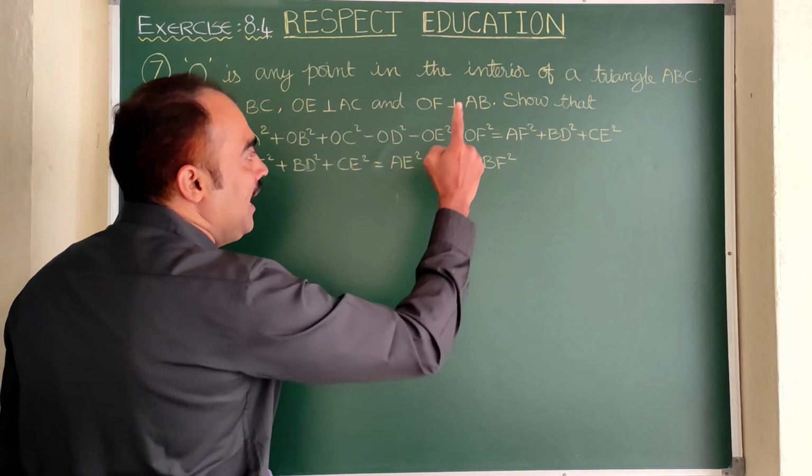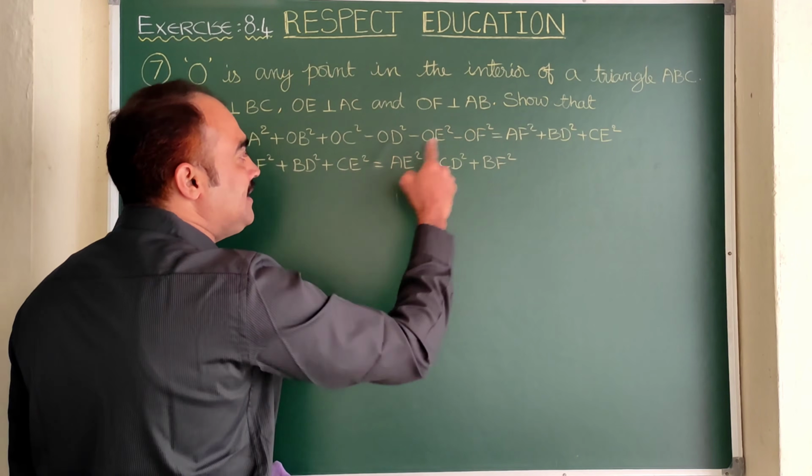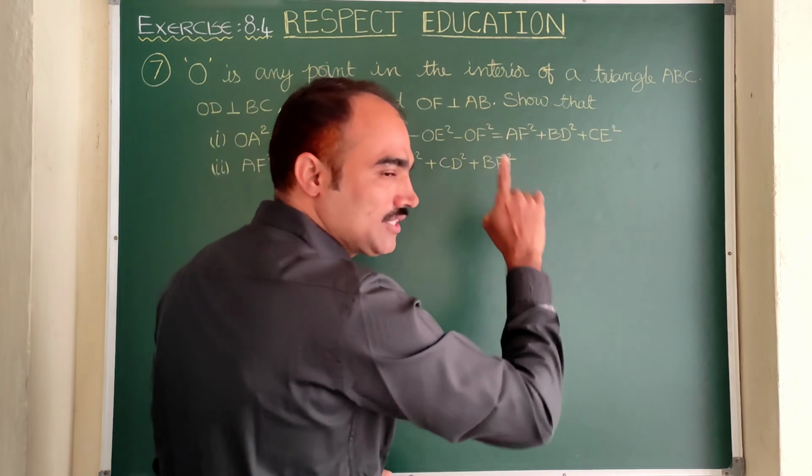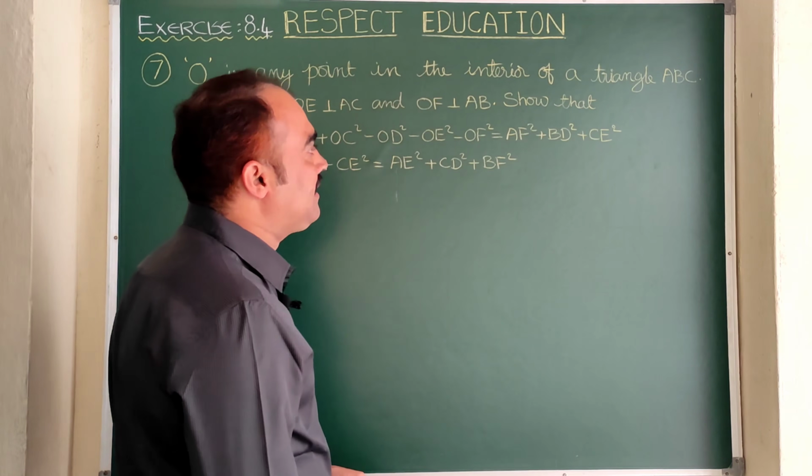The second bit is again this: AF square plus BD square plus CE square is to be proved as equal to AE square plus CD square plus BF square. Right. Let us try here.